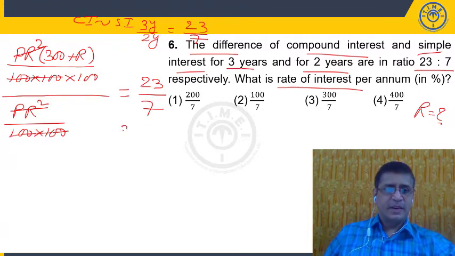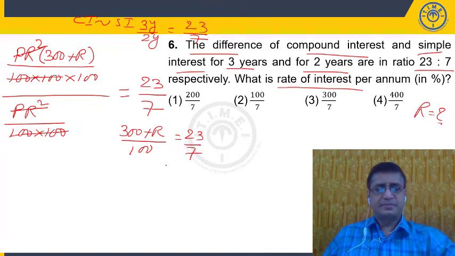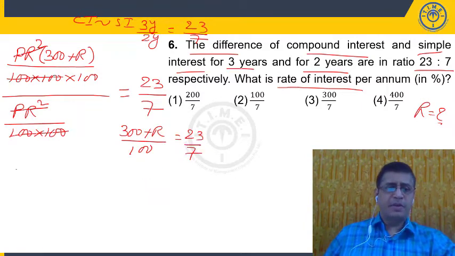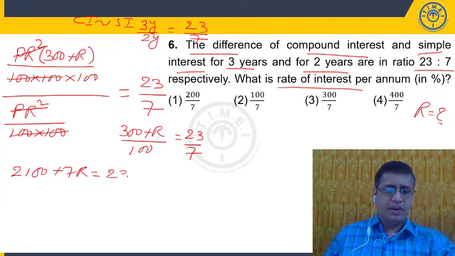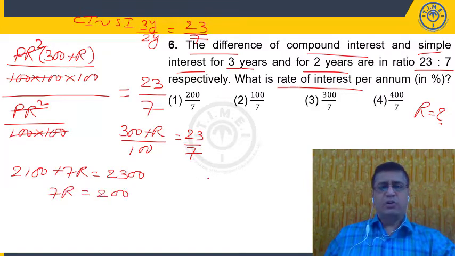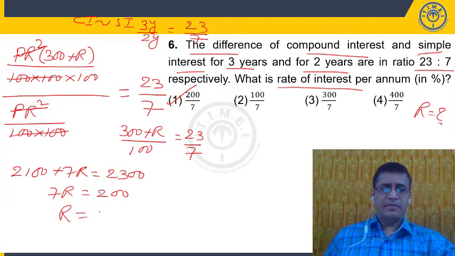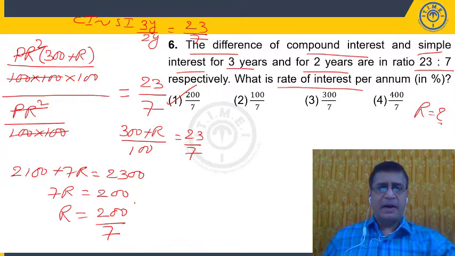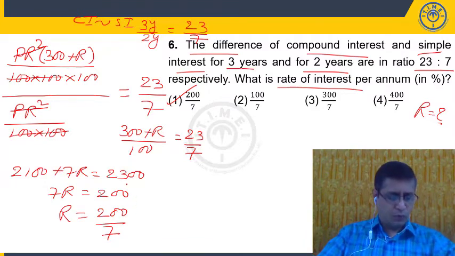Yes, you are right. 300 plus R by 100 is equal to 23/7. By doing cross multiplication, 2100 plus 7R is equal to 2300. 7R is equal to 200. The value of R is equal to 200/7. Choice 1. What is the rate of interest? The rate of interest is 200 by 7. Right choice, option 1, the first choice.